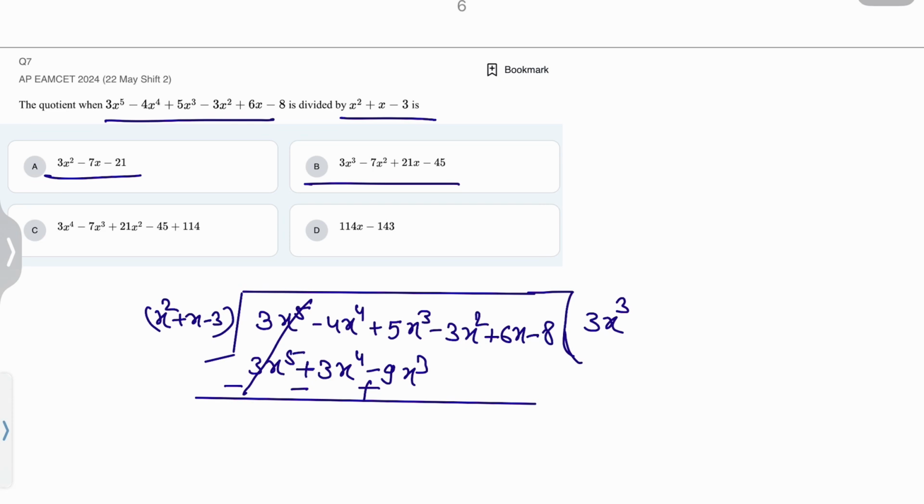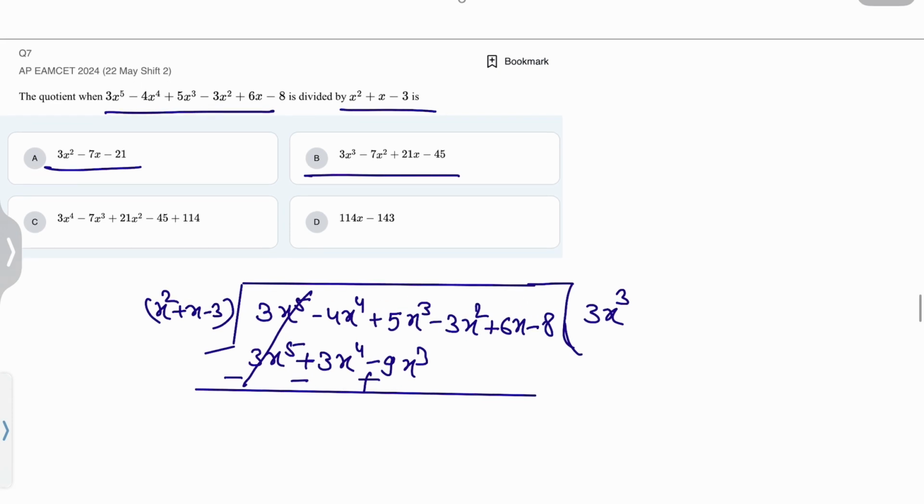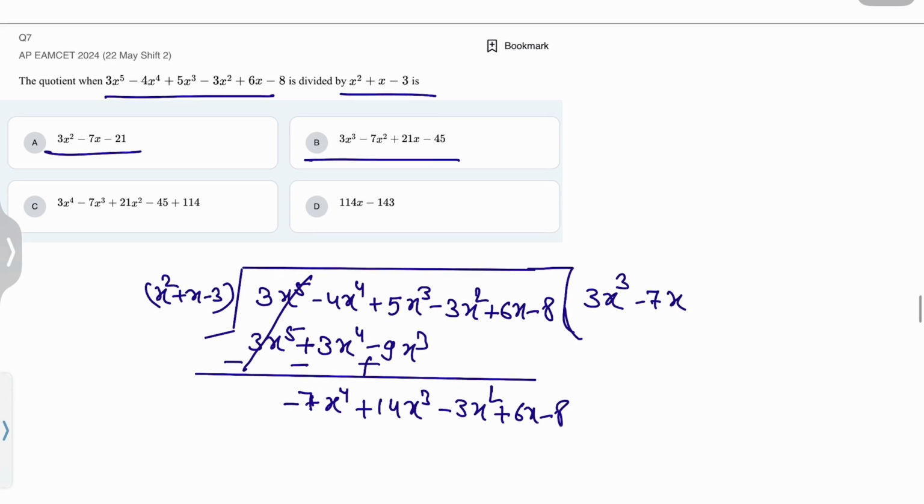Okay, start the second step according to this one. So minus and minus, minus 7 times x power 4, and plus plus on both sides, then 14x cube. Okay, and the remaining is 3x square plus 6x minus 8. So how many times is that? 7x times x square, right? Okay, so this one also matches. Only one option matches, because x square is only in one option, the B.